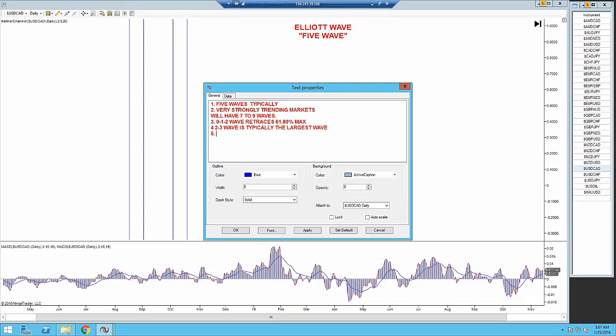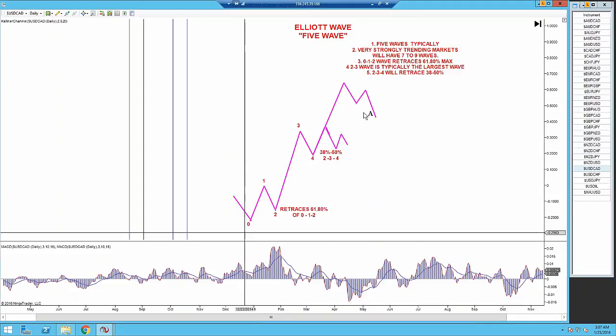Now, the 2, 3, 4 wave typically will retrace 38 to 50%. Okay? Let's stop right there. Let's just stop right there.